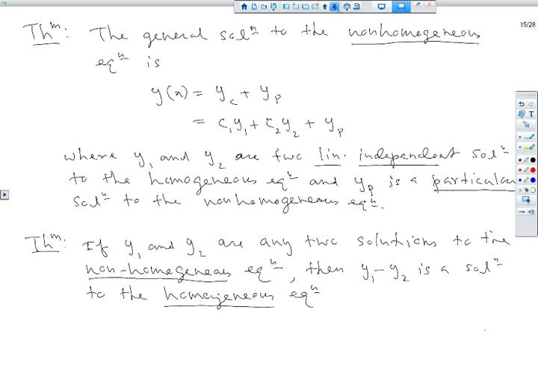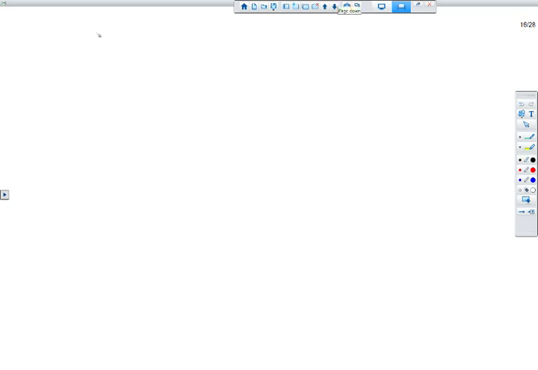We can assume a differential equation first. So let's say we have a differential equation of this form: a y double prime plus b y prime plus c y equals f of x. So a, b, c can be some functions of the independent variable also, so we don't restrict that.